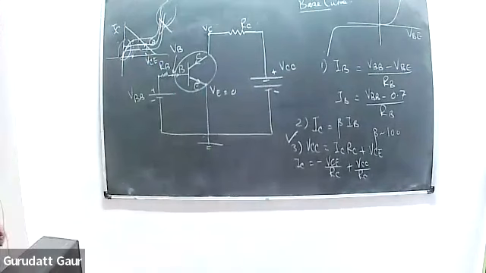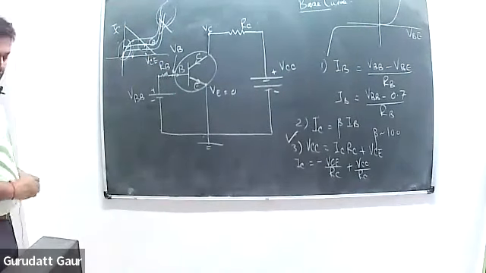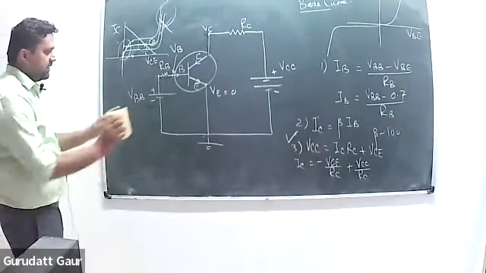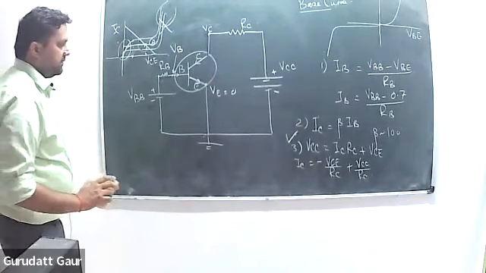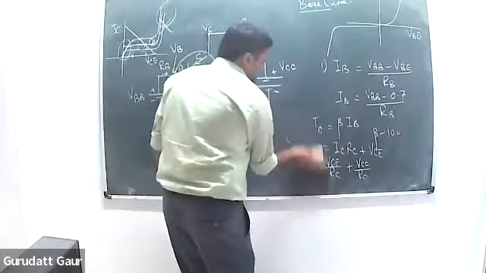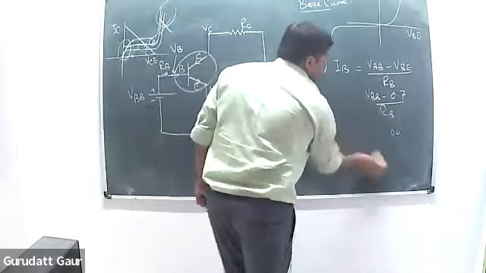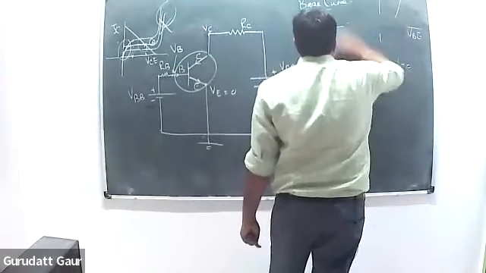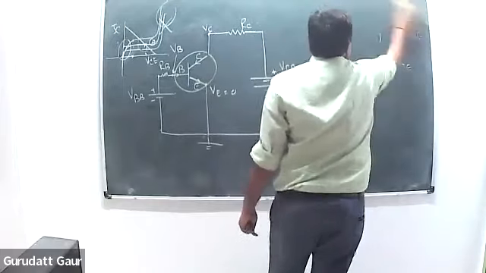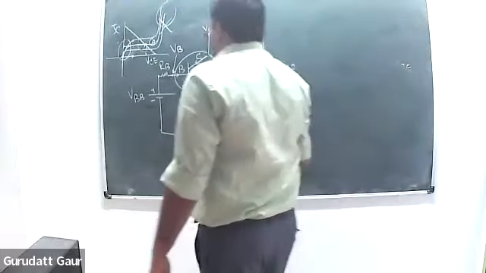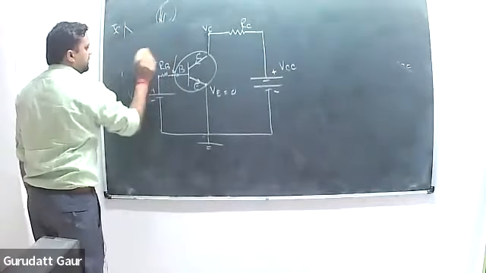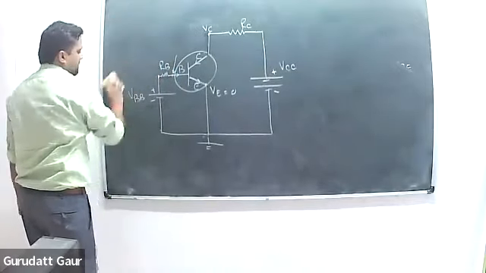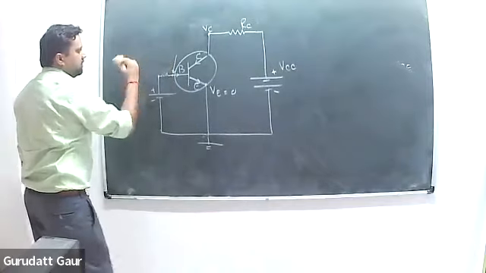stop functioning. So the particularly useful configuration is, so let me tell you, how do we find out the Q point first? That I did not do yesterday. So how do you find the Q point? So for Q point, I will just give some values to these resistance and the voltage.